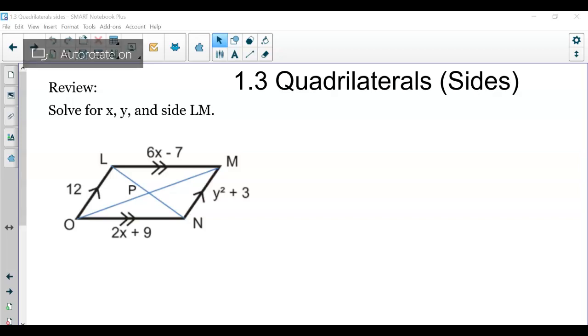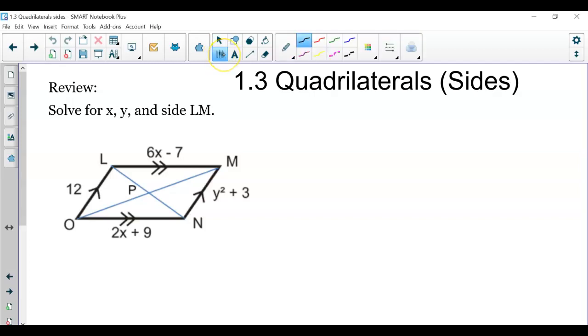In this video, I'm going over our lesson 1.3 on quadrilaterals, but in this lesson, we're just going to be focusing right now on the sides and angles of the quadrilaterals. So before we get into it, though, there is this review question.